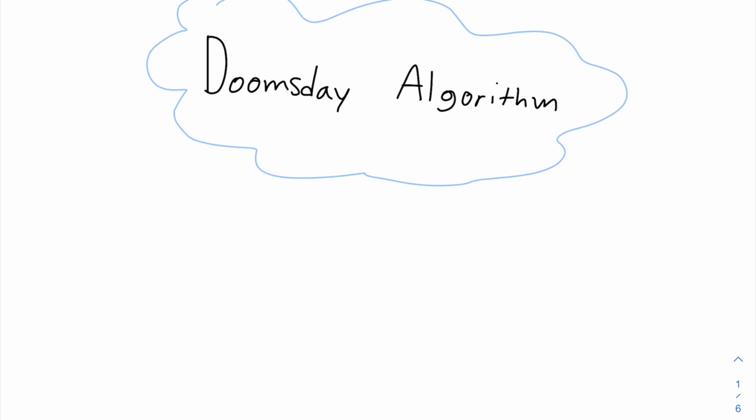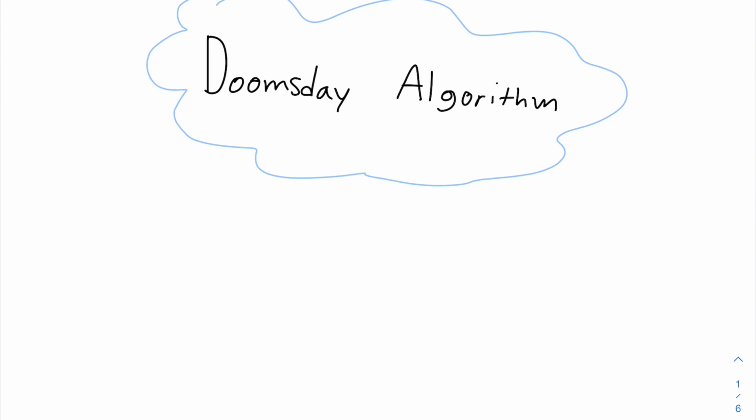Hello everyone. Today I will be showing you how to perform the Doomsday Algorithm, which is a method for finding the days on which dates fall on very quickly. So let us begin by going over what we need to know.